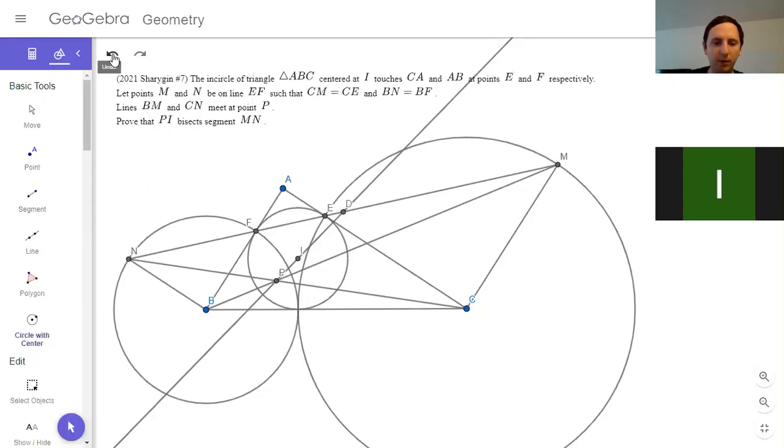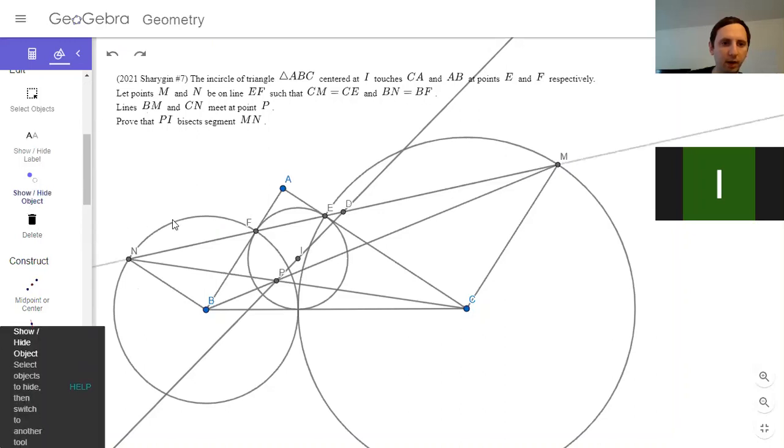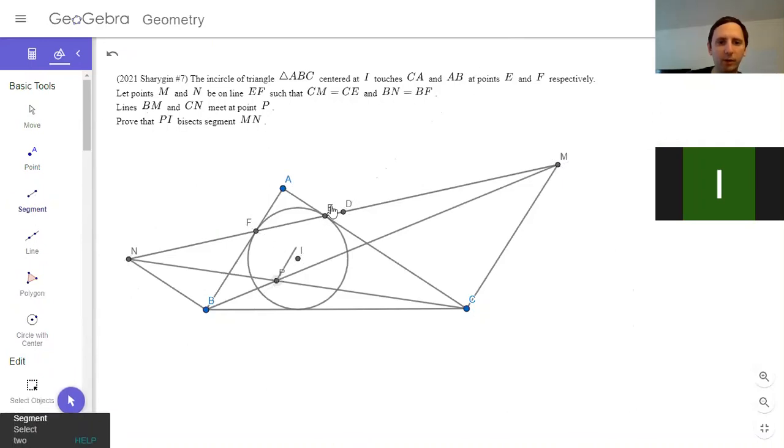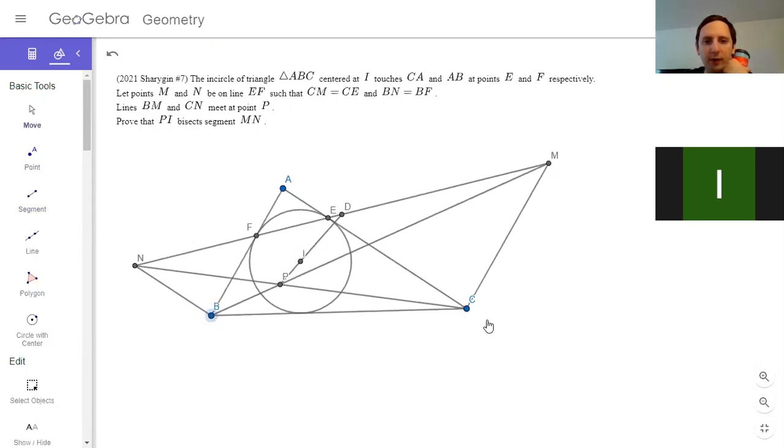Yes. So maybe we could let PI meet MN at point D, and we want to show D as the midpoint. That's one way to look at it. Yeah, let me hide those circles. They're kind of messy. All right. This looks interesting. So these triangles are all similar, I think, BFN, AFE, and CEM. And I think CM is parallel to AB and BN is parallel to AC, it looks like. That should just be an angle chase.